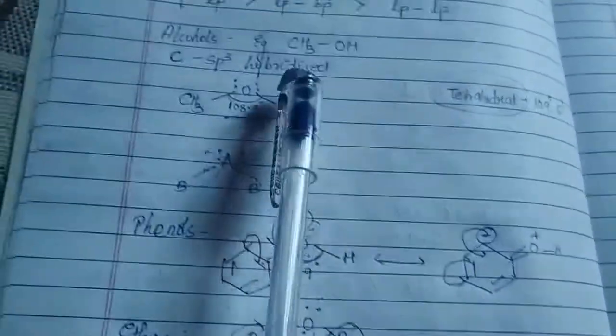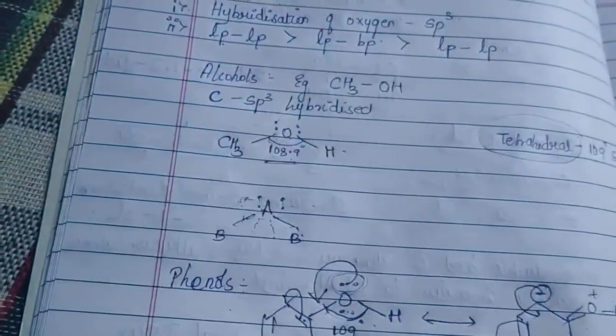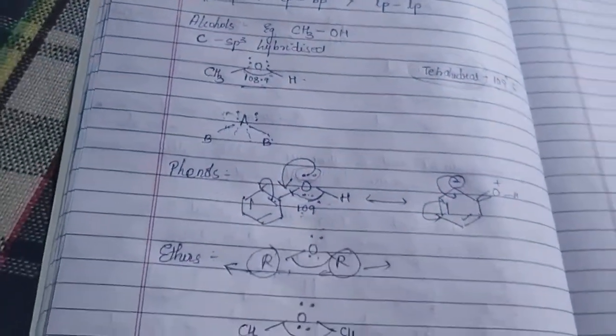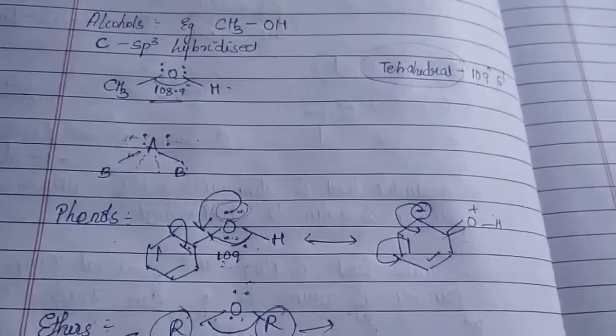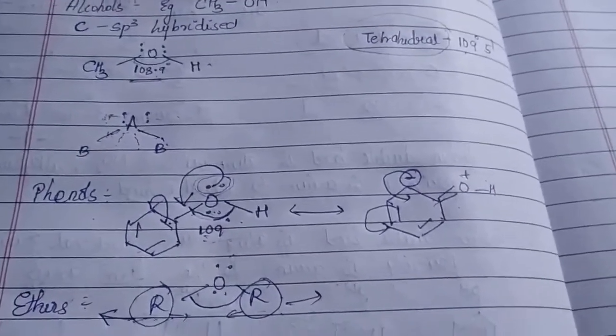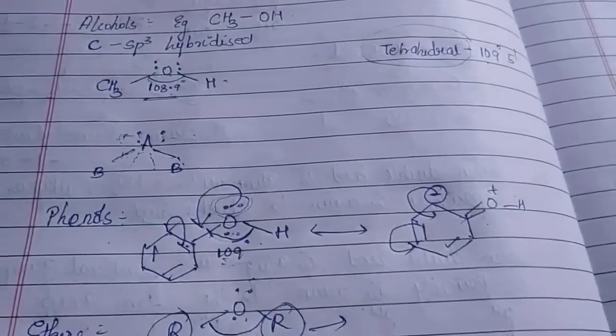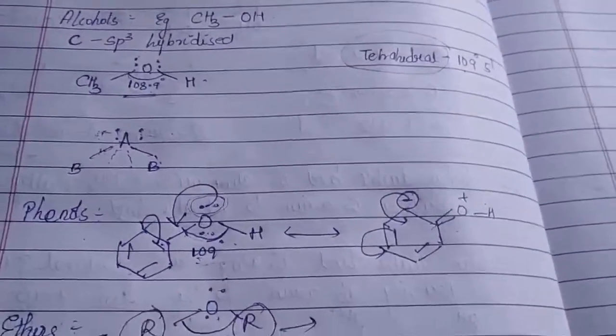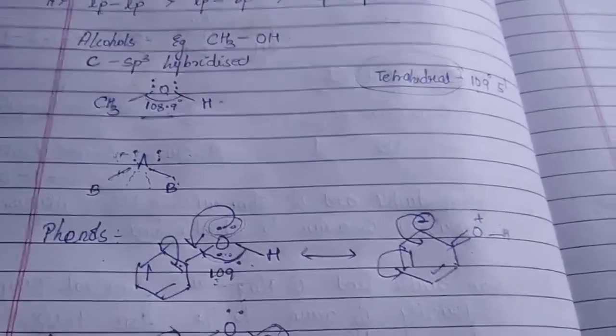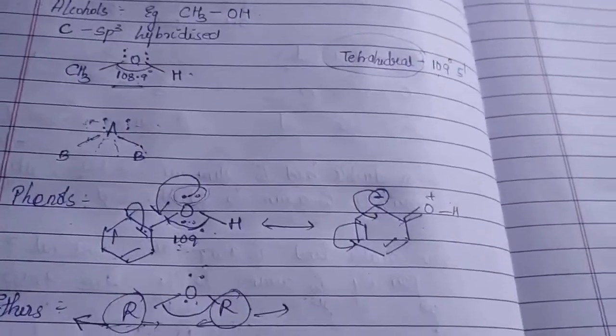So in the normal alcohols, what we saw, due to the lone pair repulsion, the bond angle has been reduced to nearly 108.9 degree. Whereas in the phenols, what we observe, due to the lone pair of electrons which are involved in the resonance, it will be having a lone pair bond pair repulsion. So that is the reason it will be having a slightly lower value compared to that of your tetrahedral angle.